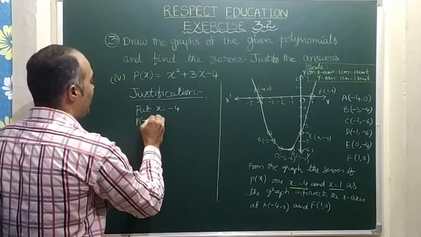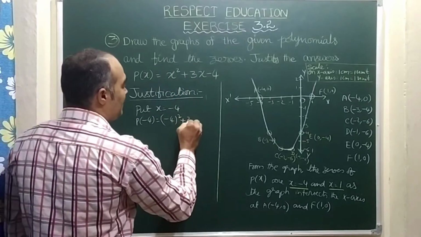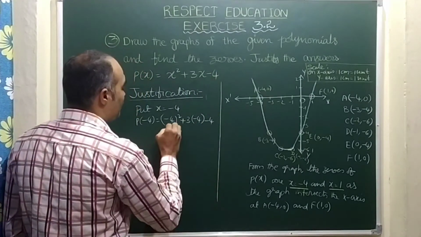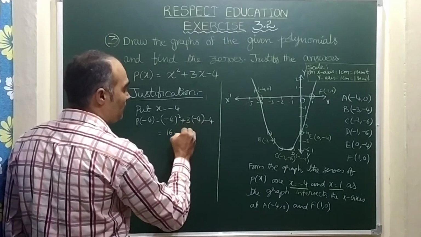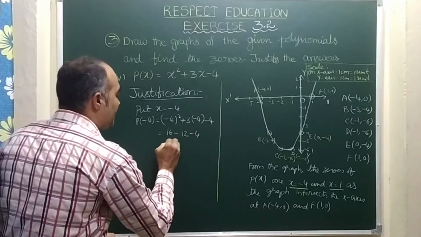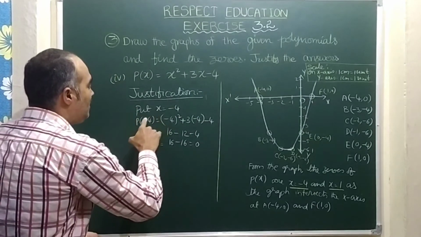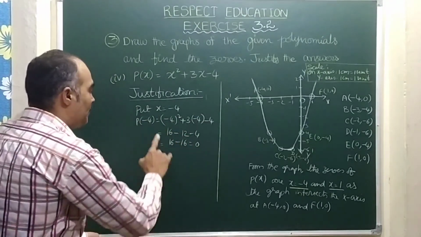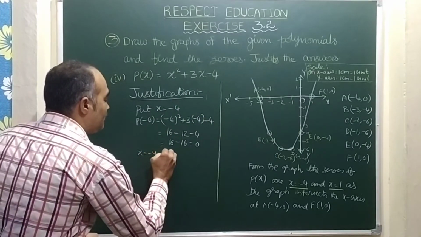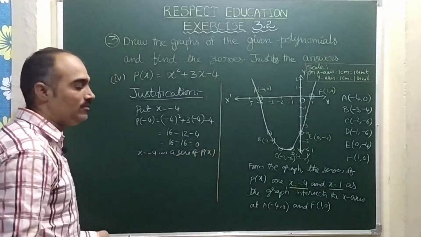So p of minus 4 equals x square, minus 4 whole square, plus 3 into x, x is minus 4, minus 4. Minus 4 square is 16, plus into minus is minus, 3 fours are 12, minus 4. Minus 12 minus 4 is minus 16. So it is 16 minus 16 equals 0. So here we got p of minus 4 equal to 0. So minus 4 is a zero, right? So we can write that x equal to minus 4 is a zero of the given p of x, which means the polynomial.